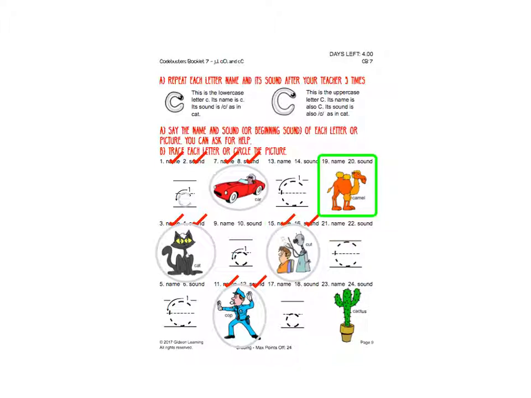This is a camel. The beginning sound is k. And now we can circle it. And this last one is a cactus. The beginning sound is k. And now we can circle it.